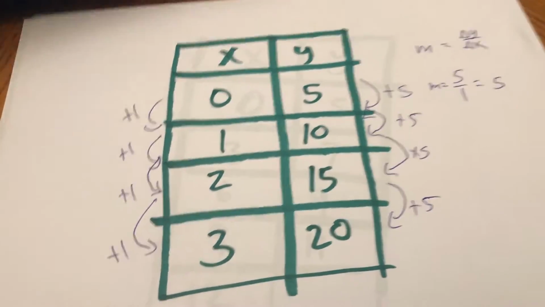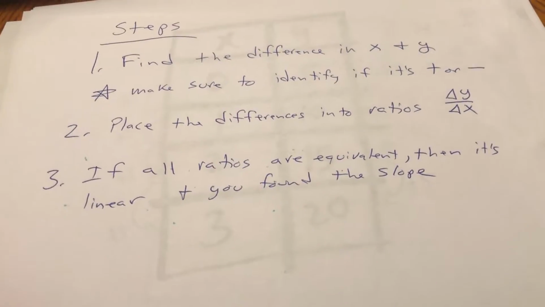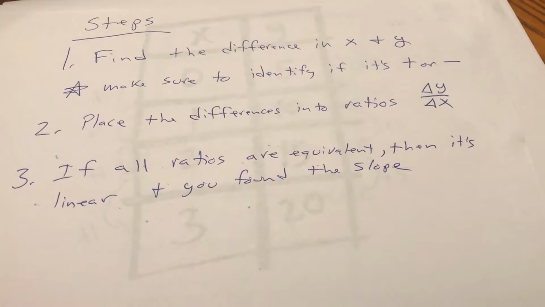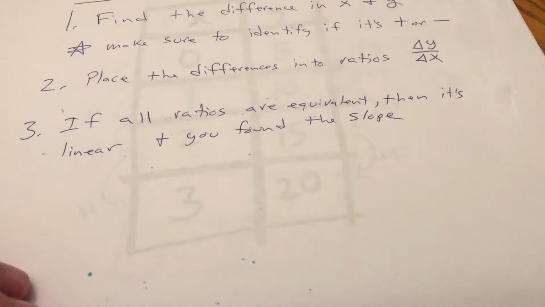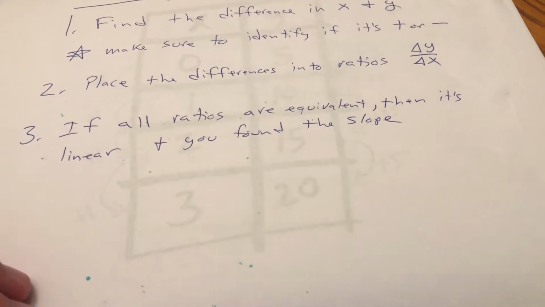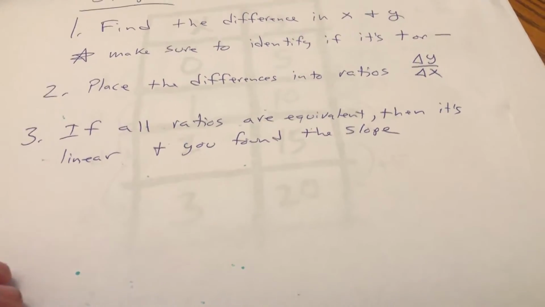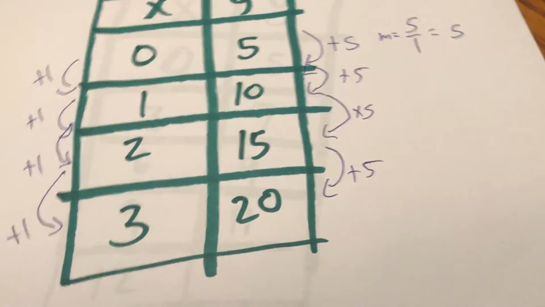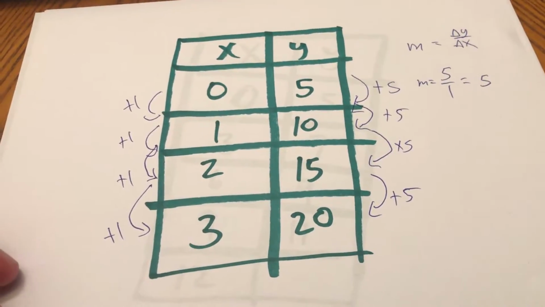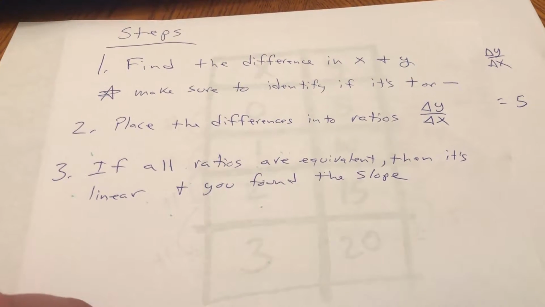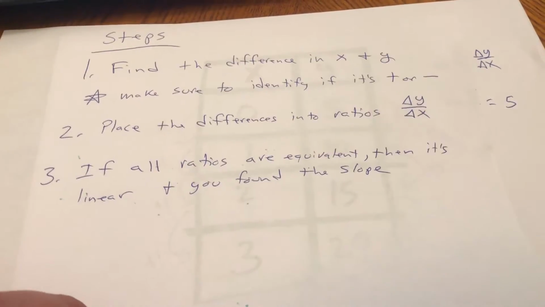Okay, so right there, whoops, I kind of skipped ahead. So you can see step 2, place the differences into a ratio, and then step 3, you want to make sure they're all equivalent, and if they are all equivalent, it's linear, and you did find slope, and we did that right there. Okay, so those are our steps. Now if you want to write this down or have it in your notes somewhere, you can just hit pause and make sure you write that and turn it back on, so I don't want to waste a bunch of time and have you just look at it right there.